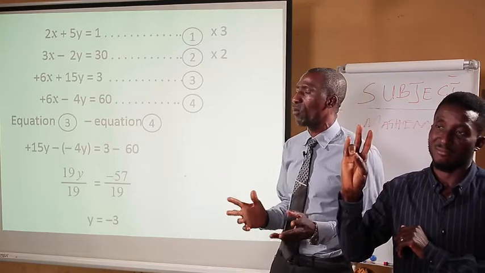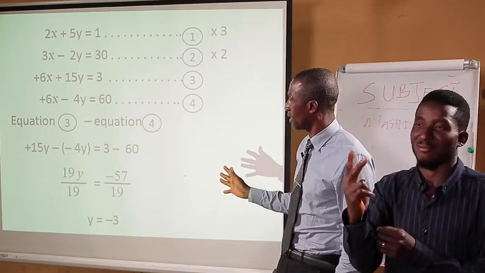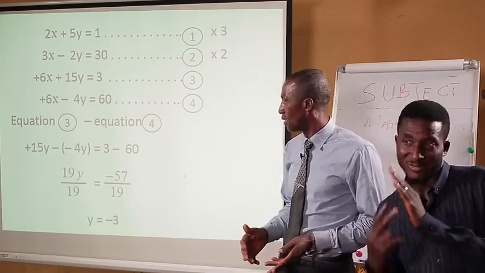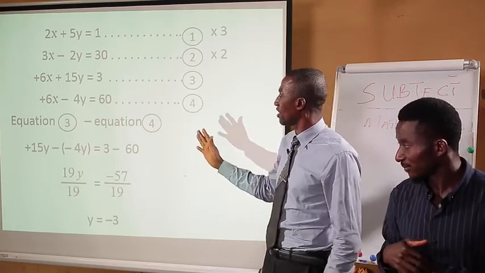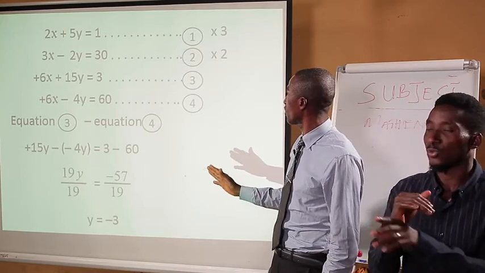To find the value of y, you are to divide both sides by the coefficient of y, which is 19. So 19y divided by 19, you'll be left with y. And minus 57 divided by 19, you are going to be left with minus 3.